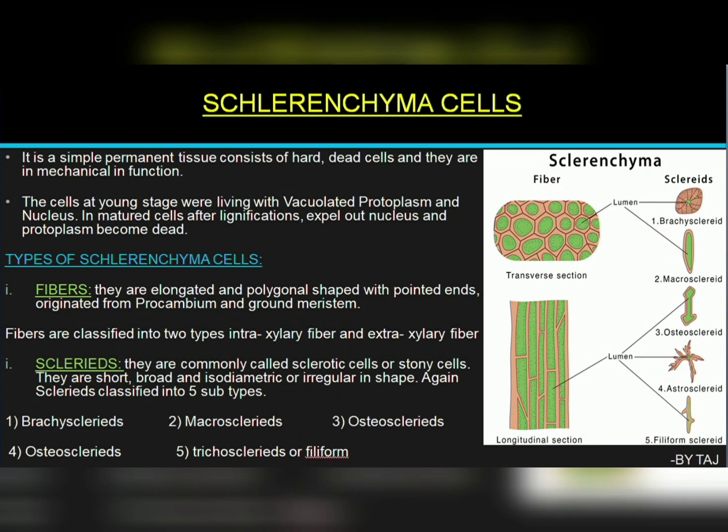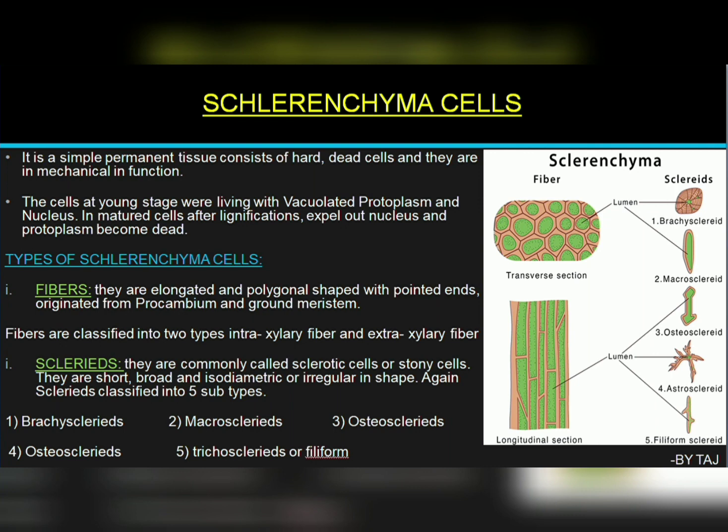Coming to the third permanent tissue, sclerenchyma cells. It is also a simple permanent tissue consisting of hard dead cells, and they are mechanical in function. Parenchyma and collenchyma cells are living cells, whereas sclerenchyma cells are dead cells. The cells at a young age are living, with vacuolated protoplasm and a nucleus. When they mature, they undergo lignification. Lignin is the wall material present on the cell wall. It expels the nucleus and protoplasm, and the cell becomes dead. So these sclerenchyma cells help in mechanical support for the plants.